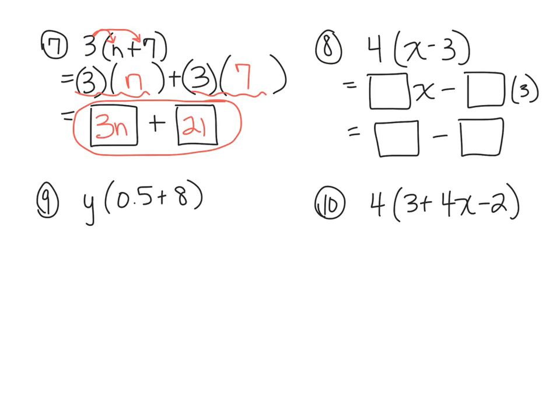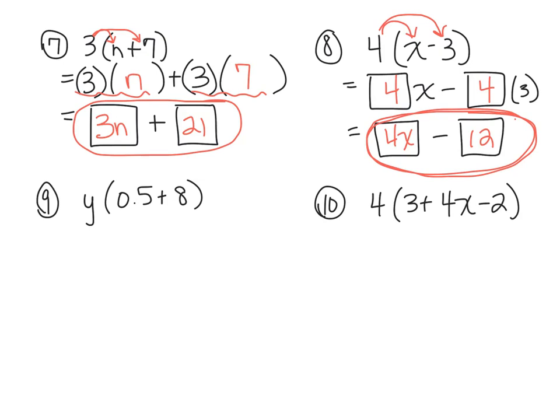Now I'd like for you to look at question 8 and do the same thing. Come back and check your boxes to see if you have them correct. So first we're going to distribute the 4 to each term inside those parentheses, which is the x and the 3. And then we're going to go ahead and simplify by multiplying 4 times x and 4 times 3. And we end up with 4x minus 12.